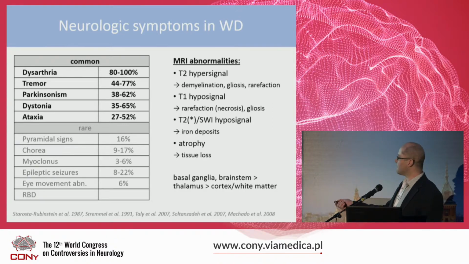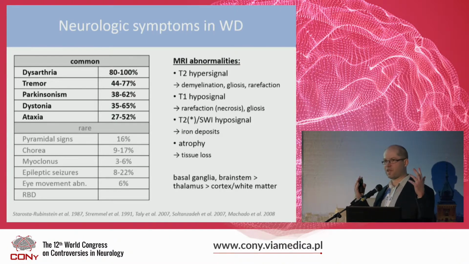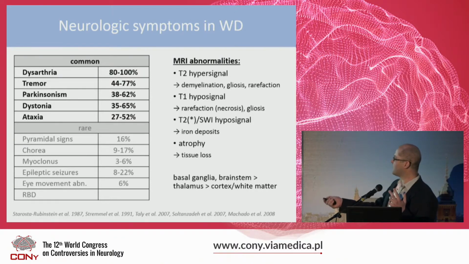And there is a specific pattern of abnormalities. The most affected regions are basal ganglia, brainstem, a little bit less thalamus, and much more rarely affected regions are cortex and white matter. As a neurologist, you always think about topic diagnosis, and you try to connect the lesions of these structures to these phenotypes.